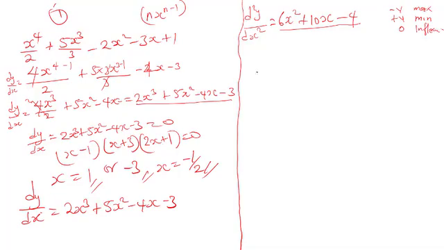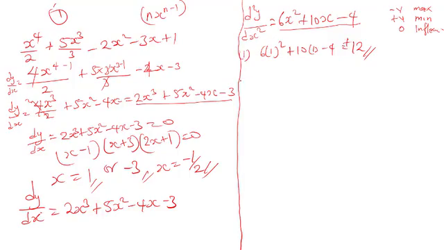Let's start with 1. At the point where x is 1, let's substitute it. We have 6 times 1² plus 10 times 1 minus 4. So 6 times 1 is 6, plus 10 is 16, minus 4, which is equal to 12. So at this point we have a positive number, 12. This is for x = 1.